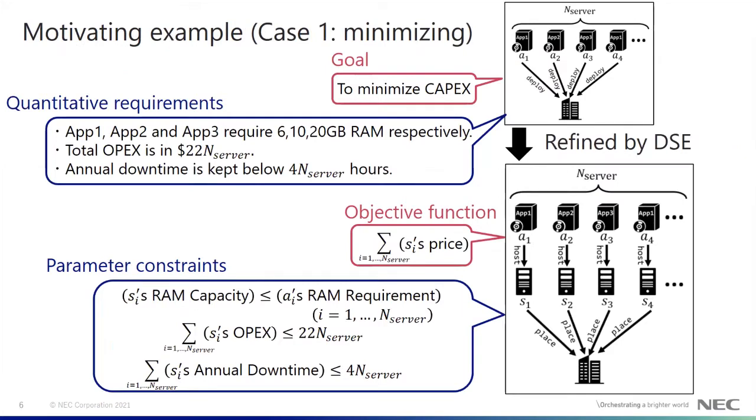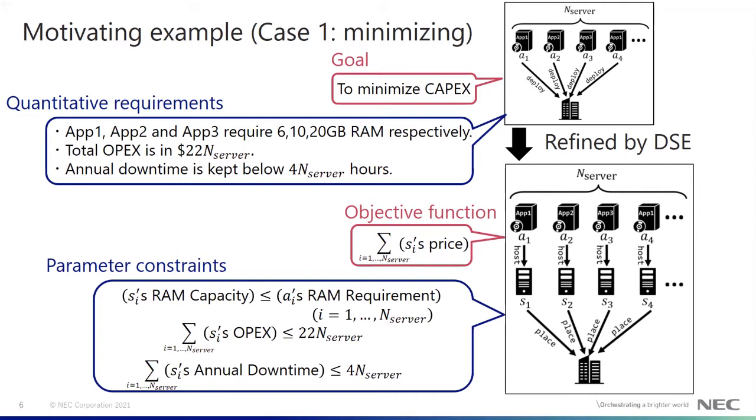Let's look at an example of an optimization problem targeted by our system design annealer. This slide shows a case of multiple deployments of 3 different applications. In this case, we consider 3 requirements about RAM, OPEX, and annual downtime. In order to deploy an application, each machine must have the minimum amount of RAM to operate the applications. The annual operating cost must be within acceptable limits. And from the perspective of service availability, annual downtime must be below a certain threshold. These parameters depend on the choice of products as used servers. It is necessary to select an appropriate combination for this design.